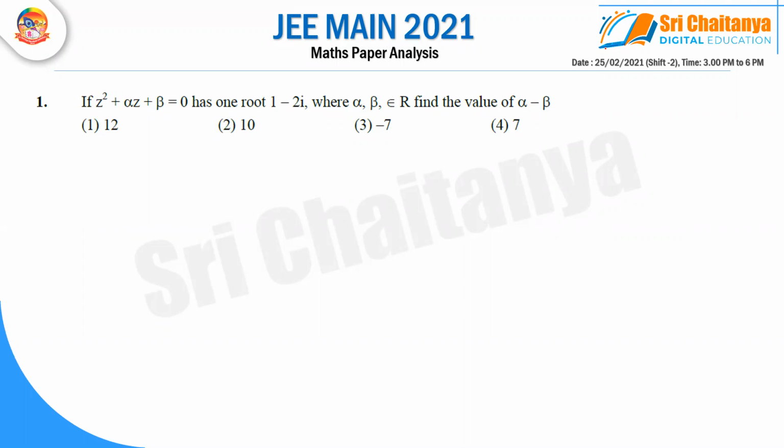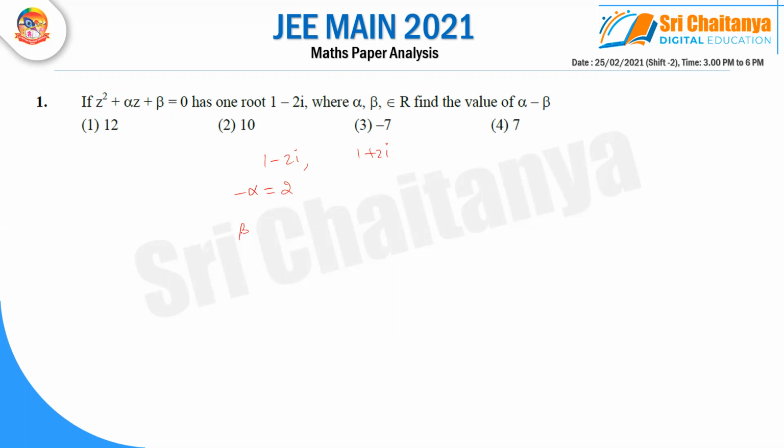If z square plus alpha z plus beta equal to 0 has one root 1 minus 2i, and they are saying alpha, beta are real numbers. That means the roots will be in conjugate pair. So if 1 minus 2i is the root, then 1 plus 2i is the other root. So minus alpha is the sum of roots. Sum of roots will be 2.